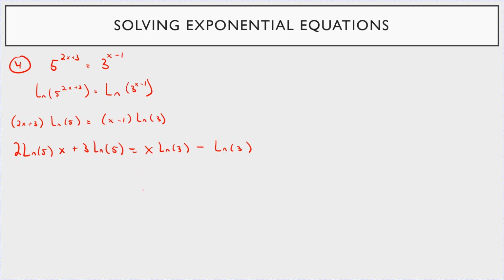So here's what you want to do now. You want to get everything with an x on one side of the equation and everything with a constant on the other side. So I'm going to add this natural log of 3 over with this constant. So watch: 3 natural log of 5, I added this over, so plus the natural log of 3 is equal to x natural log of 3. And then I'm going to subtract this over, so minus 2 natural log of 5 x.